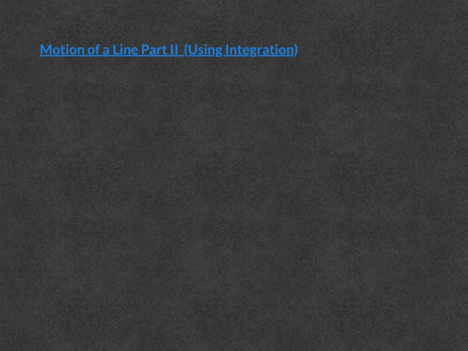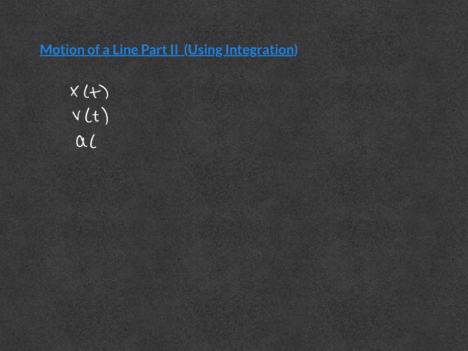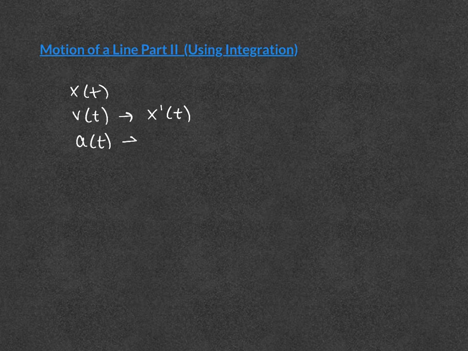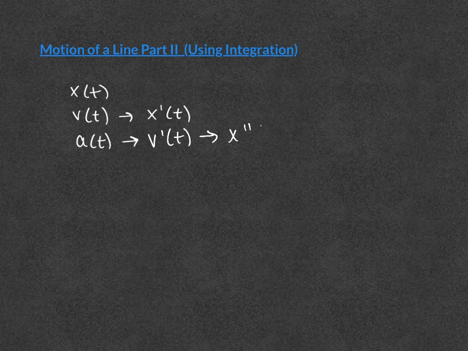Hi everyone, in today's lesson we're going to talk about motion of a line part 2, where we're going to do the same motion problems, but instead we're going to use integration to solve. So I want to just cover the connections between x of t, v of t, and a of t. If you recall, v of t is the derivative of x of t, and a of t is the derivative of v of t, or the double derivative of x of t.